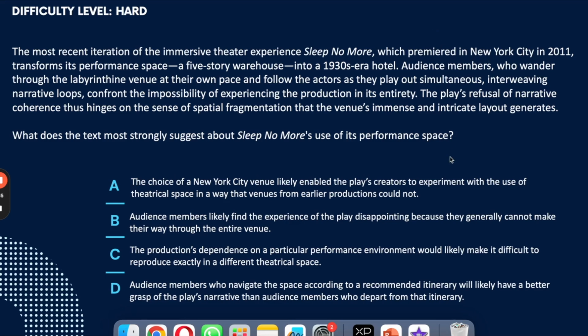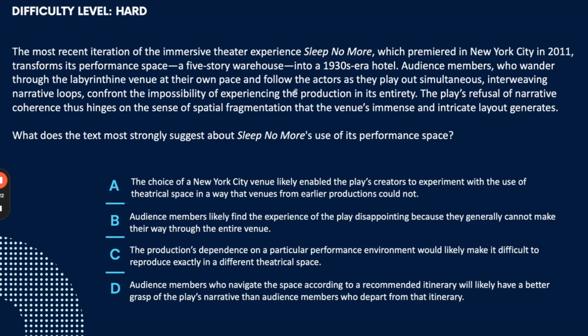Okay, the choice of a New York City venue likely enabled the play's creators to experiment with the use of theoretical space in a way that venues from earlier productions could not. Now, what is this option talking about? It's focusing on the experimentation with space. But what is the text about? The text doesn't discuss earlier productions, right? Or whether Sleep No More is an improvement over the past venues. We don't know about the earlier productions. It's as simple as that.